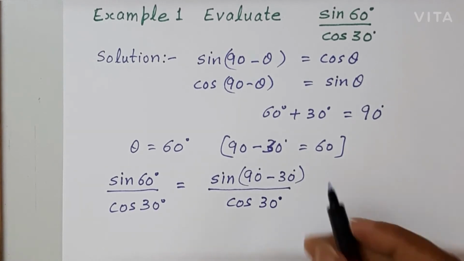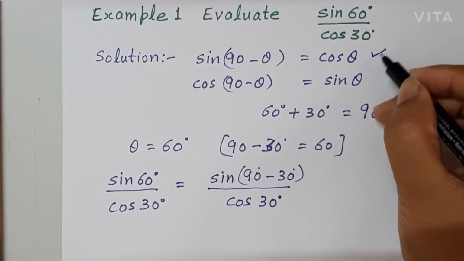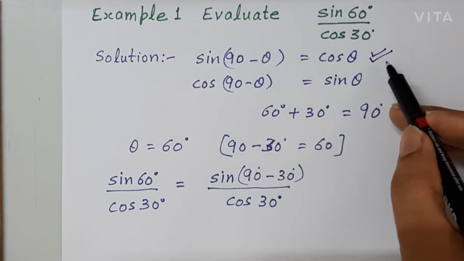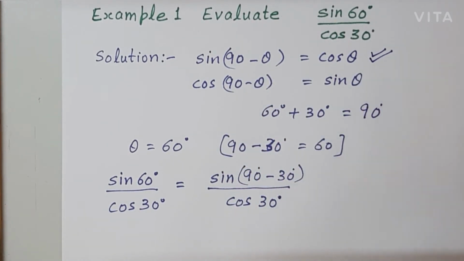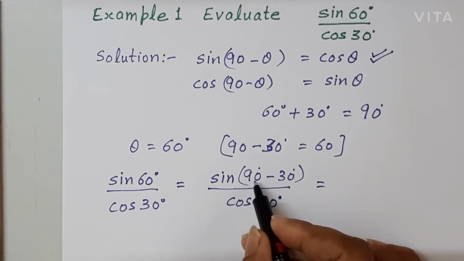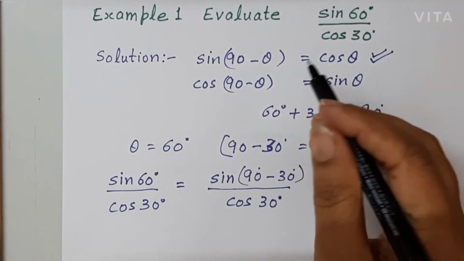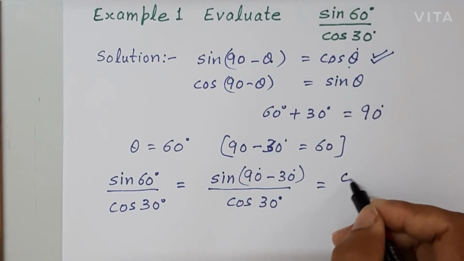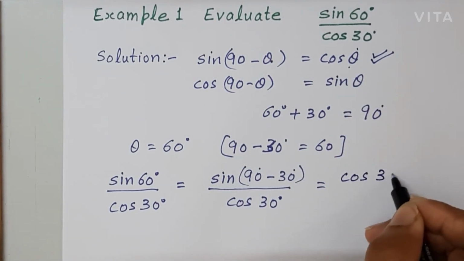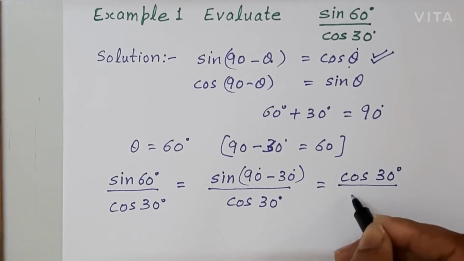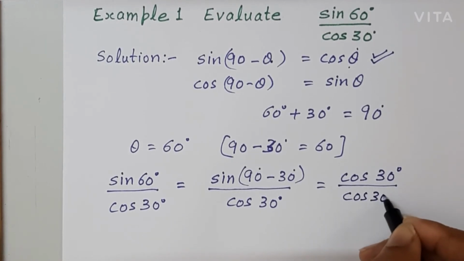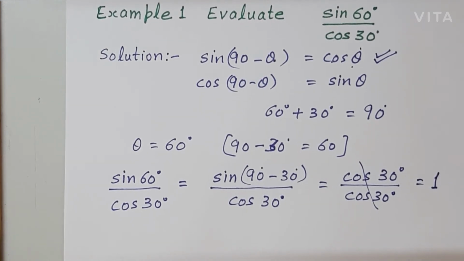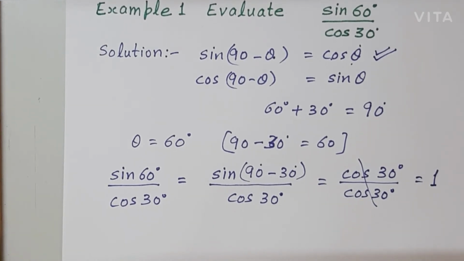Clear? Now I am going to apply this first formula, that is sine 90 minus theta is equal to cos theta. So here theta is 30 degree. If theta is 30, then it will become cos 30. So this will become cos 30 degree upon cos 30 degree. Now both will get cancelled. So my answer is 1. I hope it is clear to everyone.